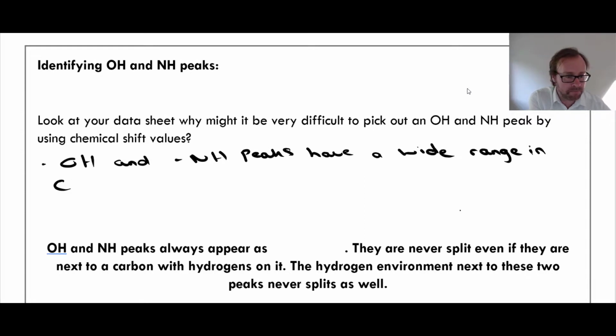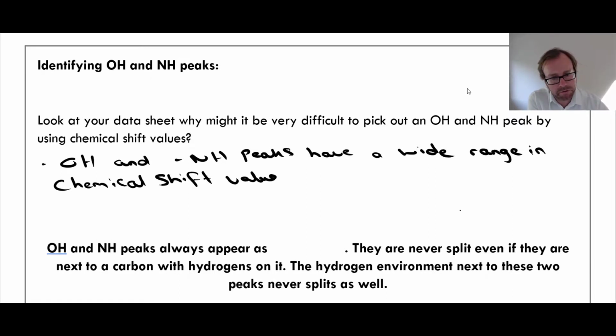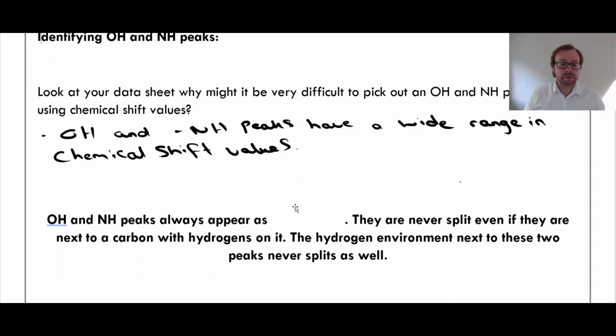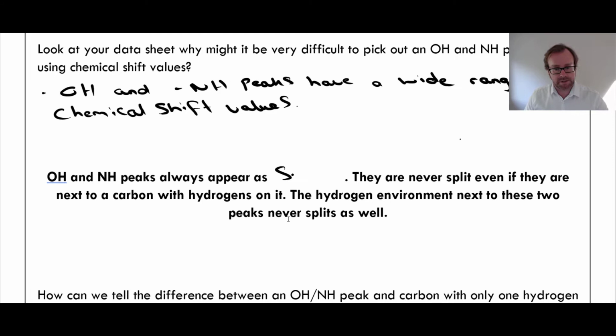So it's difficult to tell. Okay, but there are some important bits of information that can help you out. OH and NH peaks always appear as singlets. They never split, even if they are next to a carbon with hydrogens on it. That's important. The hydrogen environment next to these two peaks never splits as well.